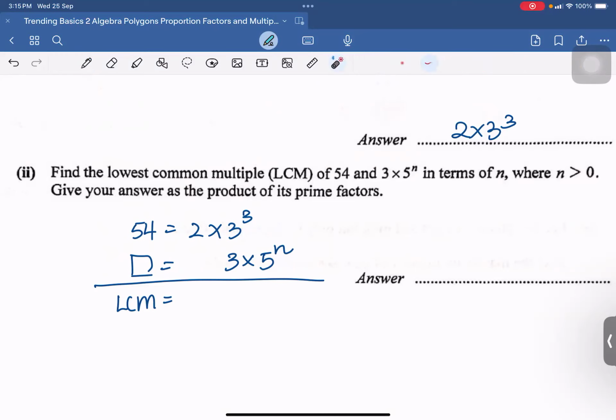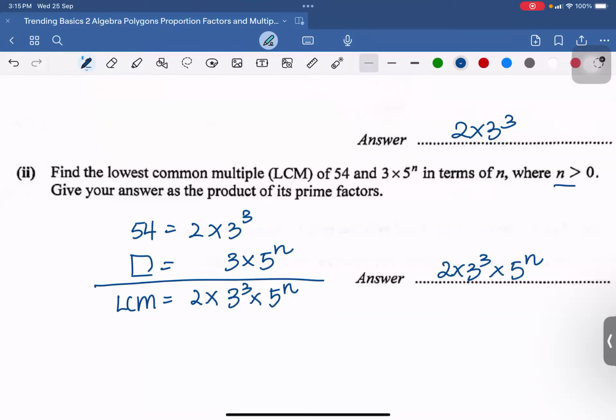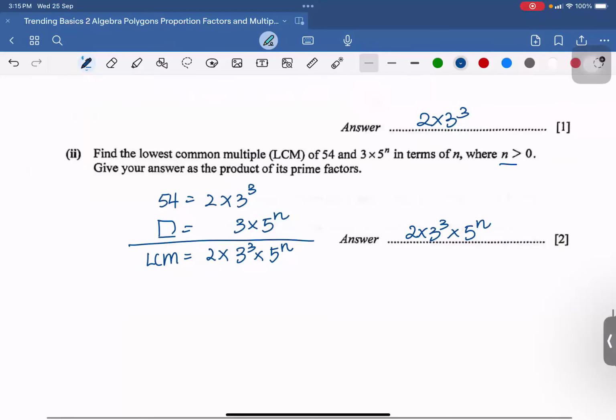So for lowest common multiple, what do we need to choose? Choose everything, highest power. 2. Any more? 3 cubed. Any more? 5 to the power of n as well, because n is greater than 0, so it exists. Therefore, this will be the answer. Simple, straightforward. Just that they now tend to put algebra inside that question.